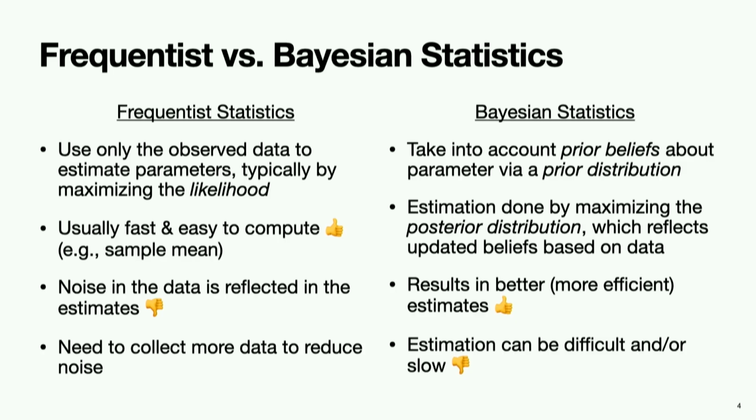The downside is that estimation can be more difficult, and potentially slower compared with frequentist methods. I would argue that there have been a lot of improvements in Bayesian computation over the past couple decades, and if we leverage some of those improved approximate methods, we can get around the slowness and come up with Bayesian techniques that are highly practical.